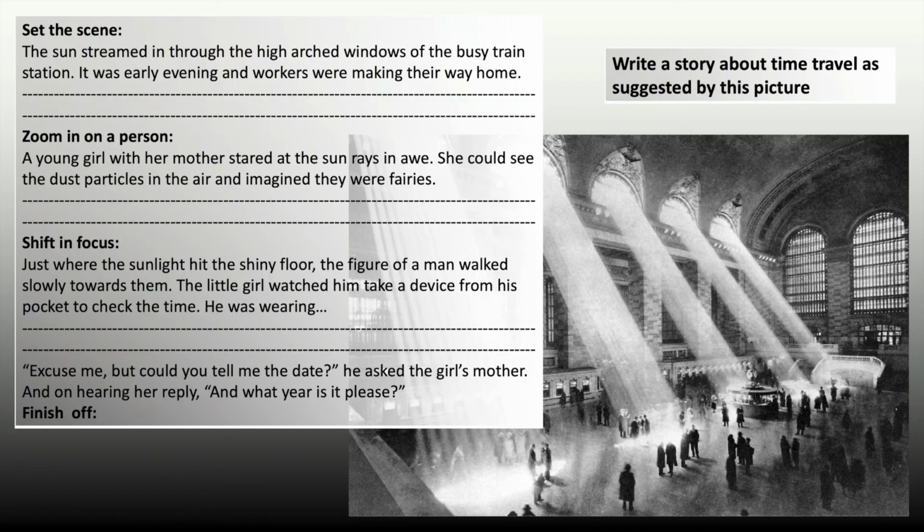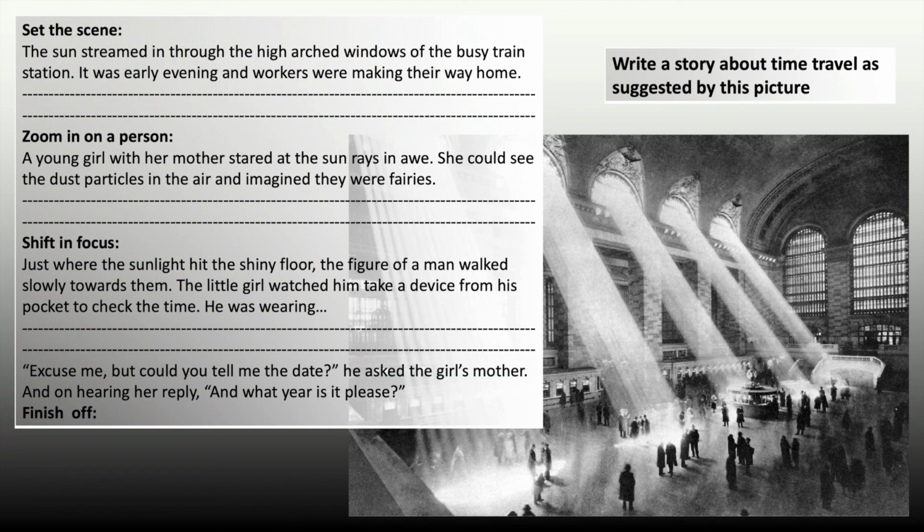Just where the sunlight hit the shiny floor, the figure of a man walked slowly towards them. The little girl watched him take a device from his pocket to check the time. He was wearing, then we're going to describe what he's wearing, how he is walking, his face, his hair, as much detail as you can to put a picture of that man walking towards the girl as you possibly can.